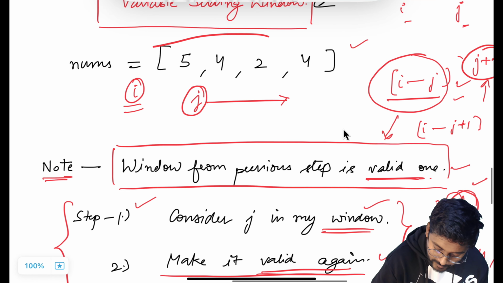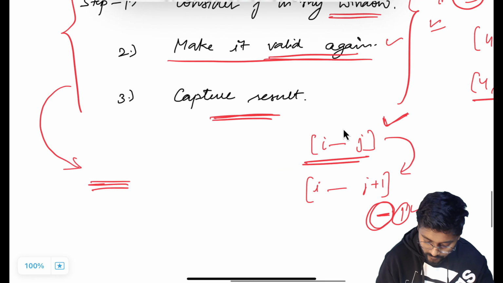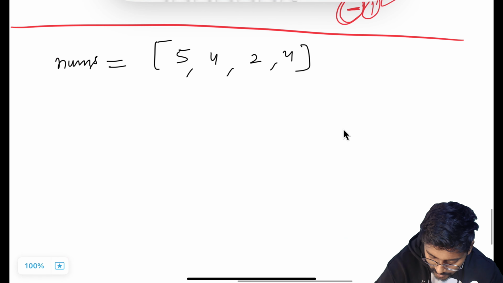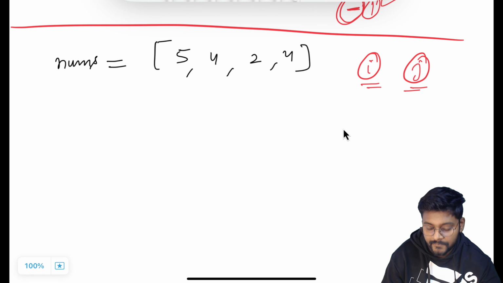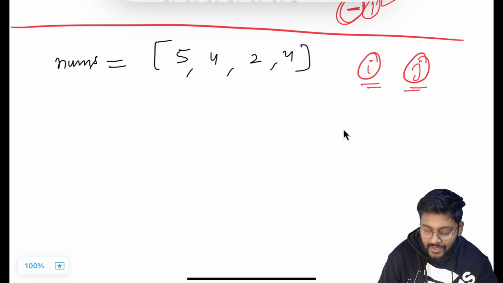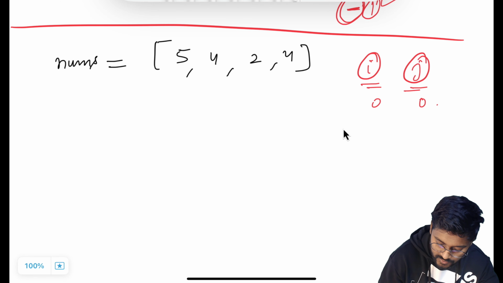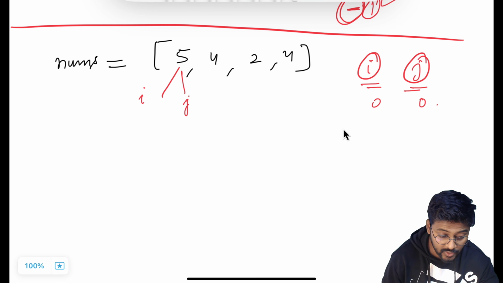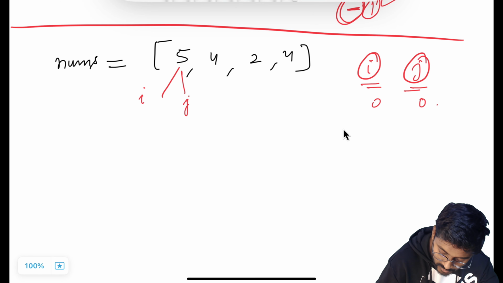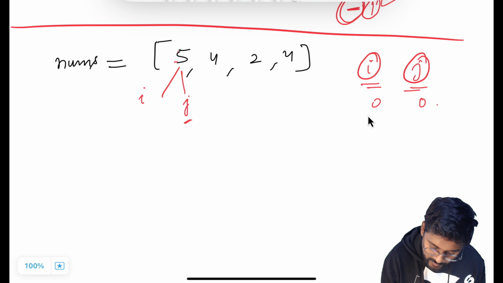Now we are going to implement this on my example 5 4 2 4. This is the array given to us, and I have to maintain the pointers or window. Let's say my window is from i to j. What should be the initial values? Initially let's call it 0 0. My i is here and j is also here. My window is from 0 to 0. This is your right pointer, the j pointer.